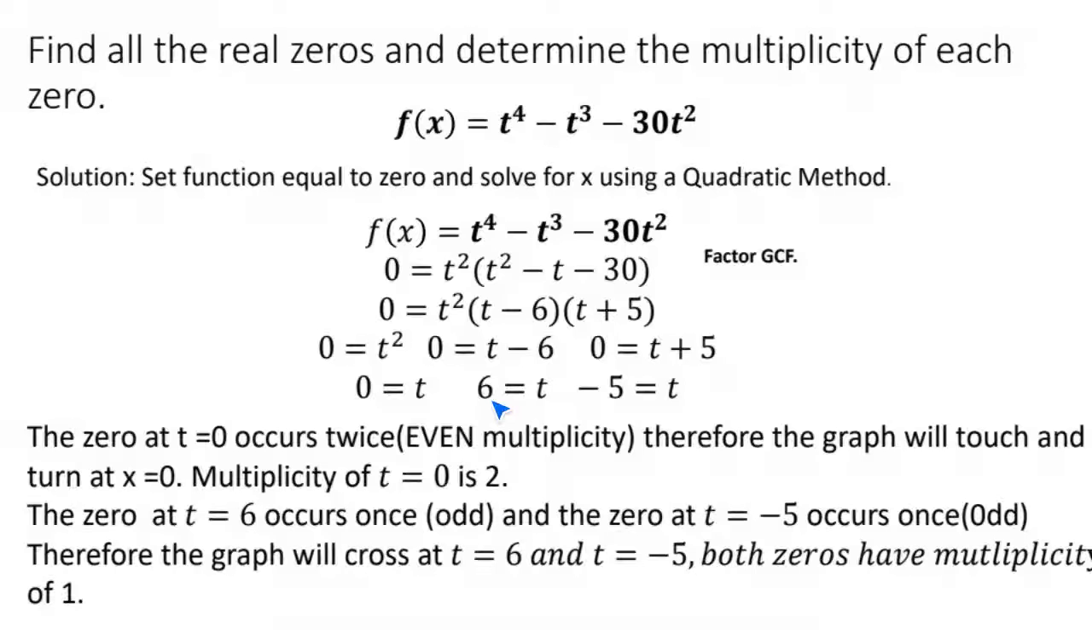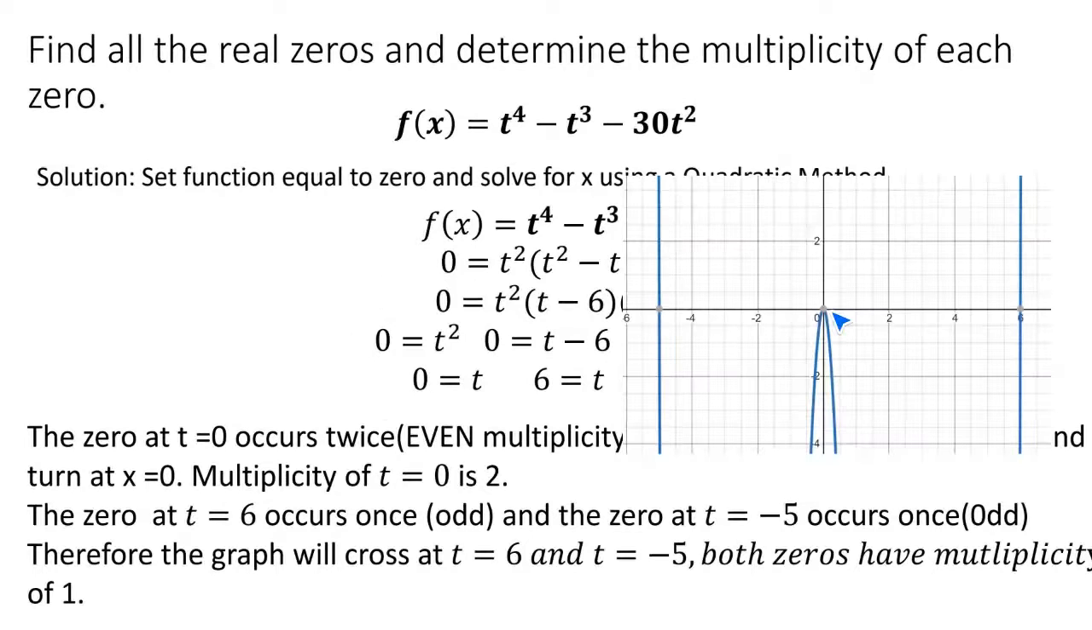But for 6, 6 only occurs one time. So for the 0 at 6, it's only going to go through it. It's going to cross because it's an odd multiplicity. And negative 5 only occurs one time, so it's going to have an odd multiplicity. And so if you were to graph it, then at 0, it's going to touch, and at 6 and negative 5, the graph is crossing.